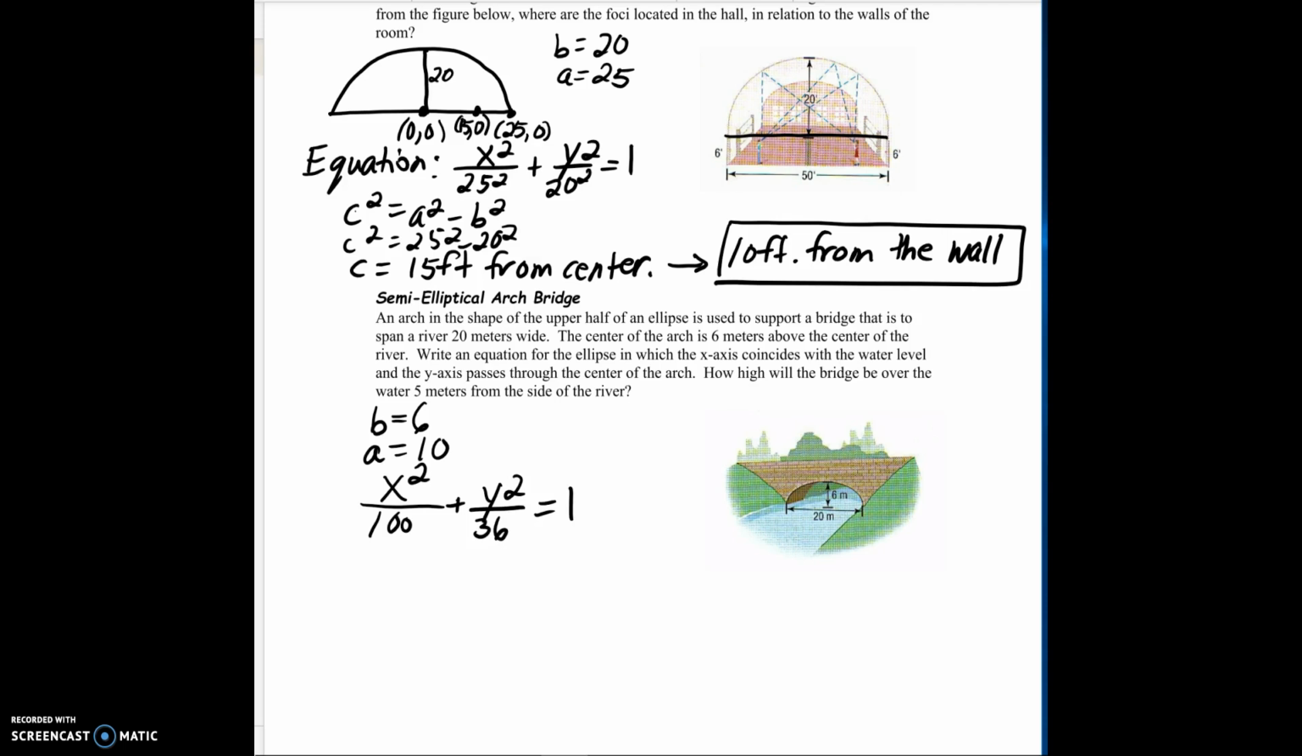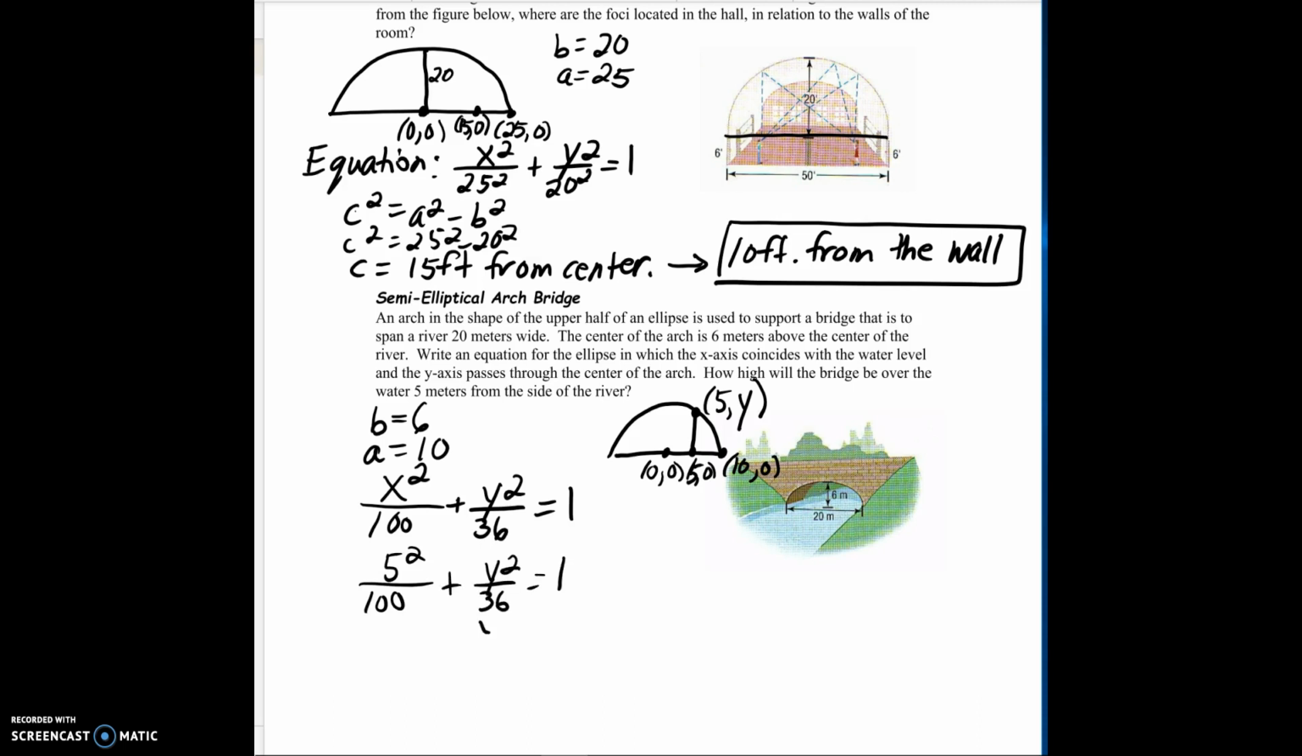Here we want to figure out, well, it says write the equation, and then it says how high will the bridge be over the water 5 meters from the side. So if we think about where that's going to occur, again, here's my imaginary 0, 0, here's 10. 5 meters from the side is actually going to be 5. So you want the height there at 5, y. We're going to plug in our values. So we're going to plug in 5 for x, and then solve for y.